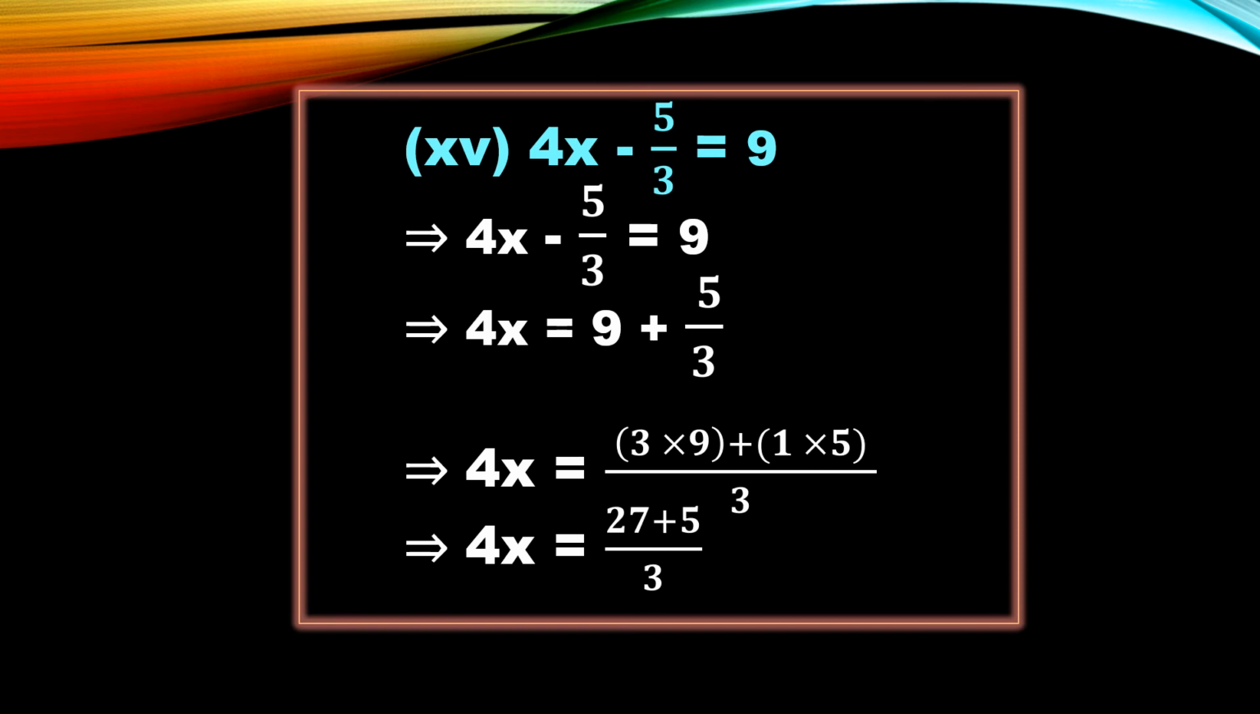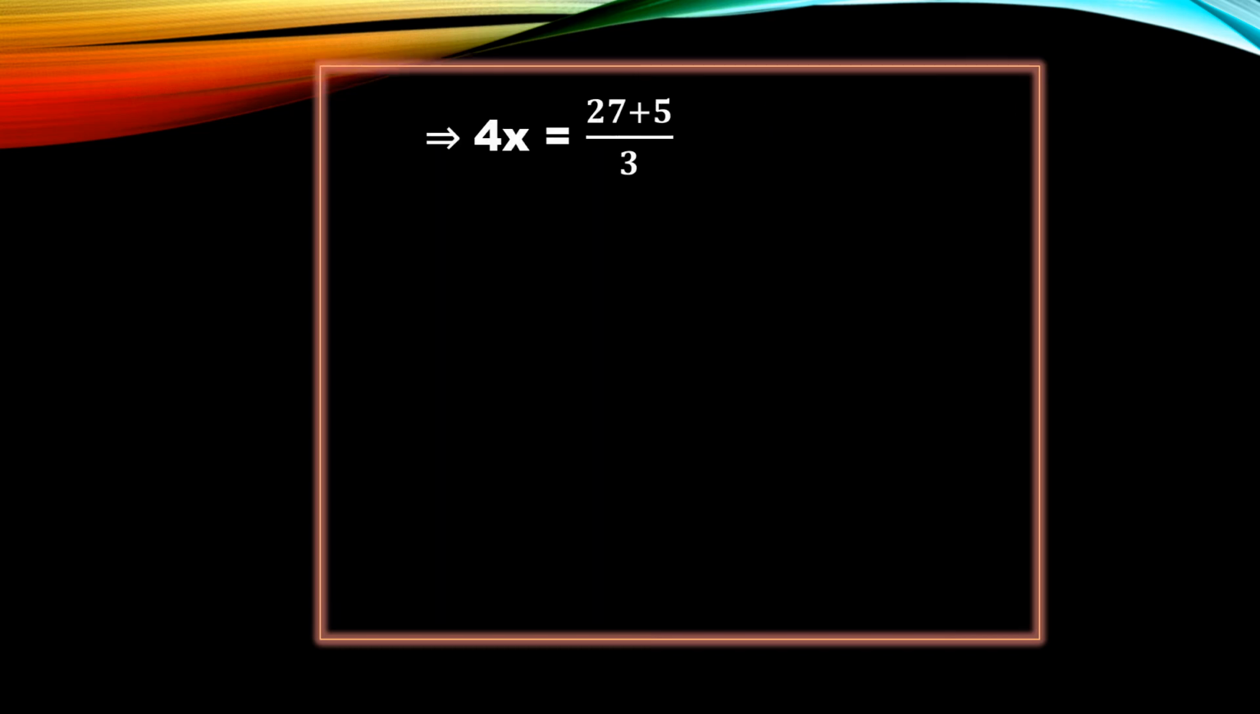Now let us take this step in the next slide and solve it. Here is your step: 4x equals 27 plus 5 by 3. So 27 plus 5 means 32. So 4x equals 32 by 3. Here what is 4 doing with x? It is multiplying, right? So multiplication when it goes there becomes division. So 32 by 3 into 4.